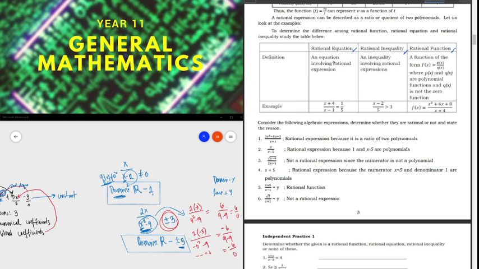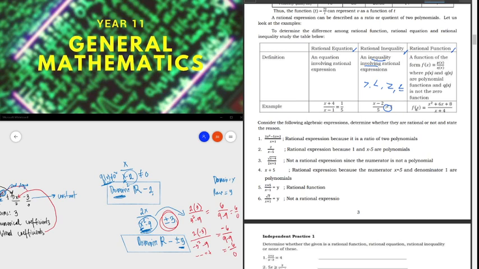When you say rational equation, it is an equation involving rational expressions. So we have here an equal sign. Rational expression, this is polynomial, okay? So that is equation, from the word equal. Next, rational inequality is an inequality involving rational expressions. So this will make it an inequality. It could be greater than, less than, greater than or equal to, less than or equal to. So those are the symbols that will make the equation a rational inequality.